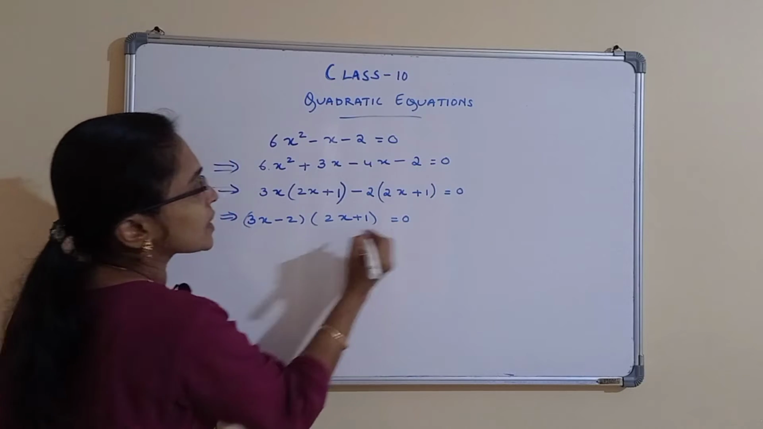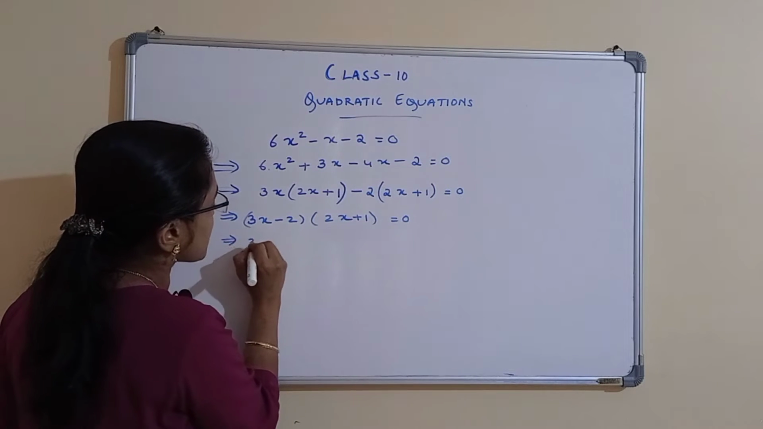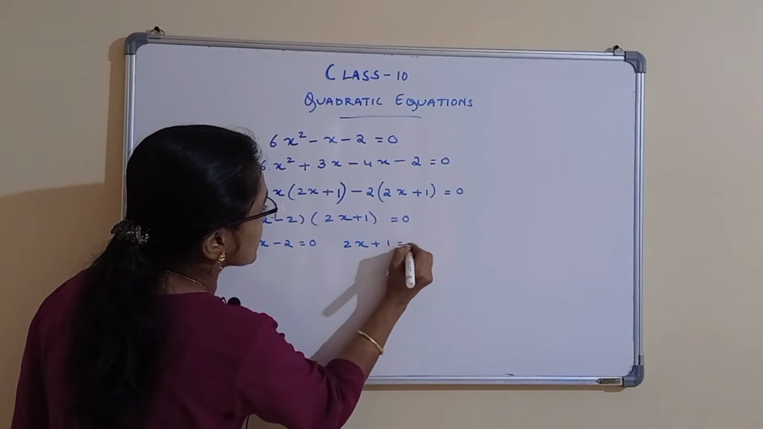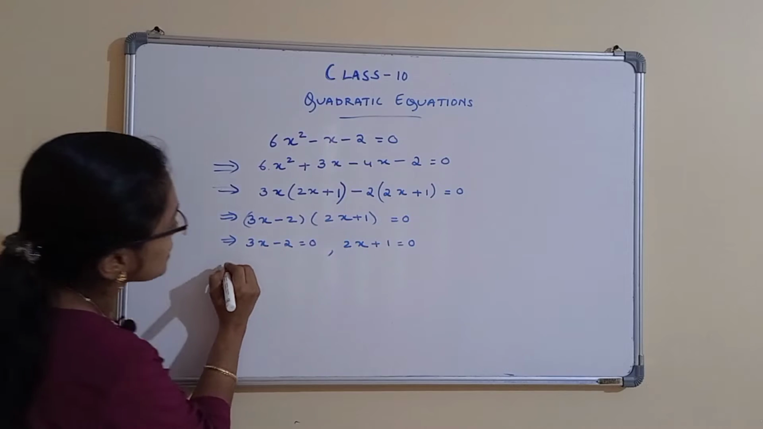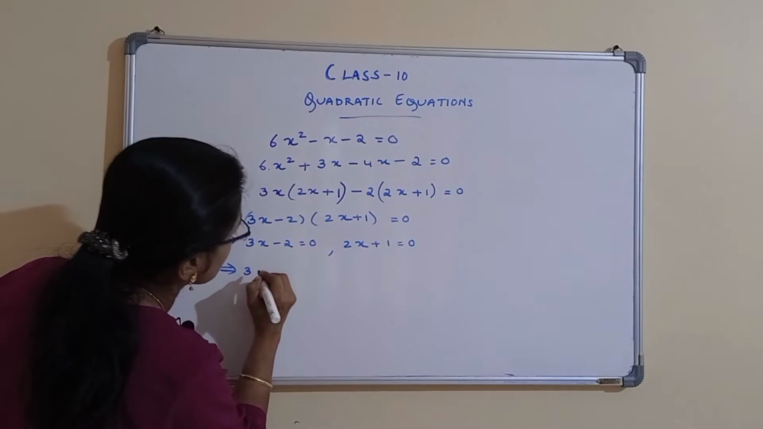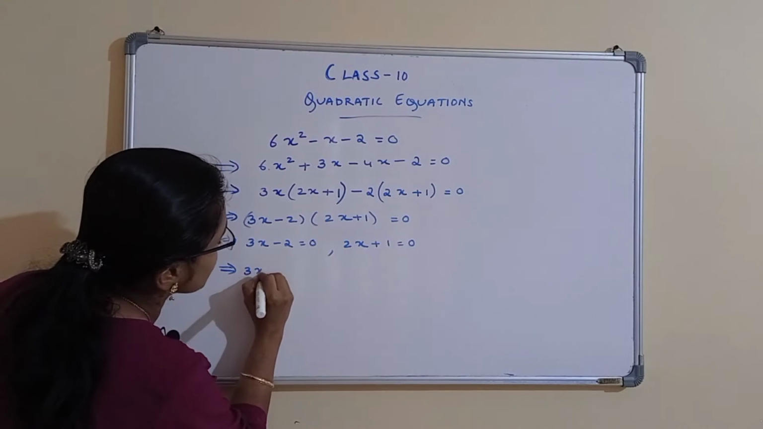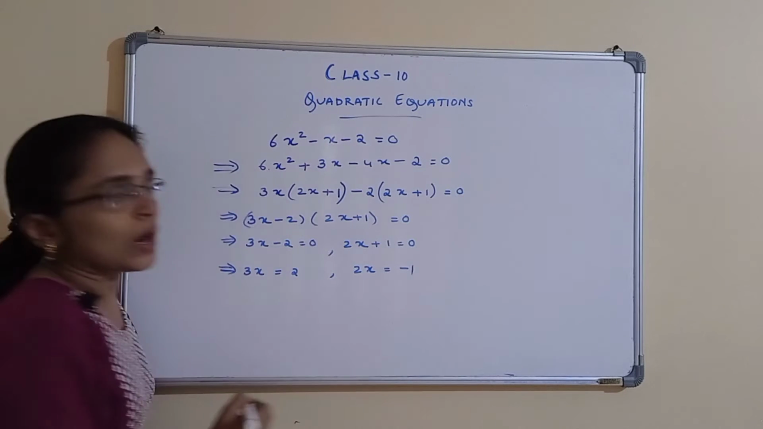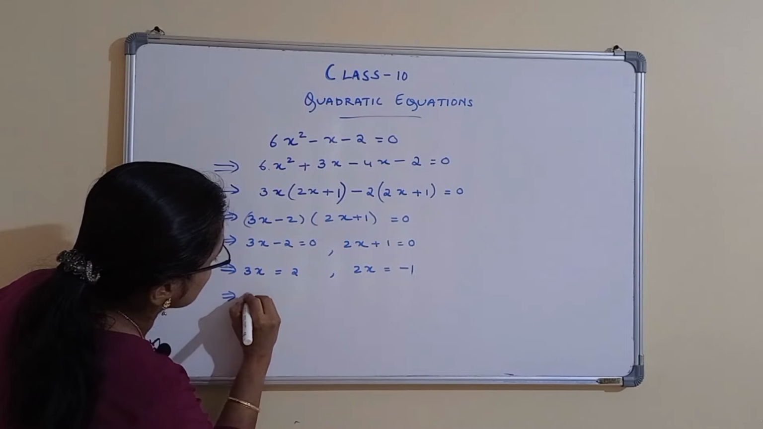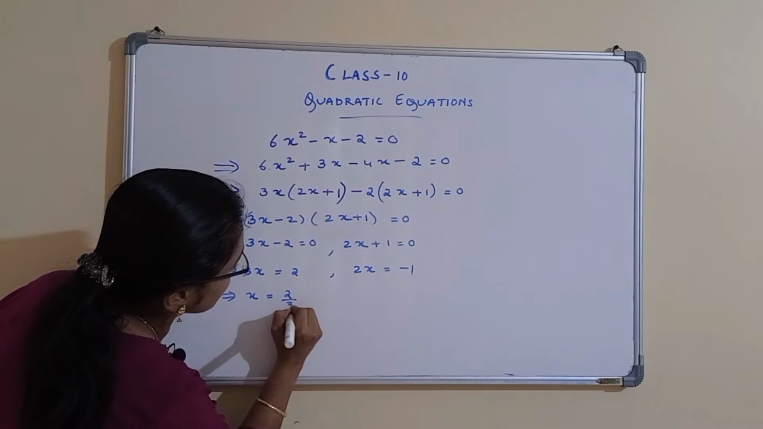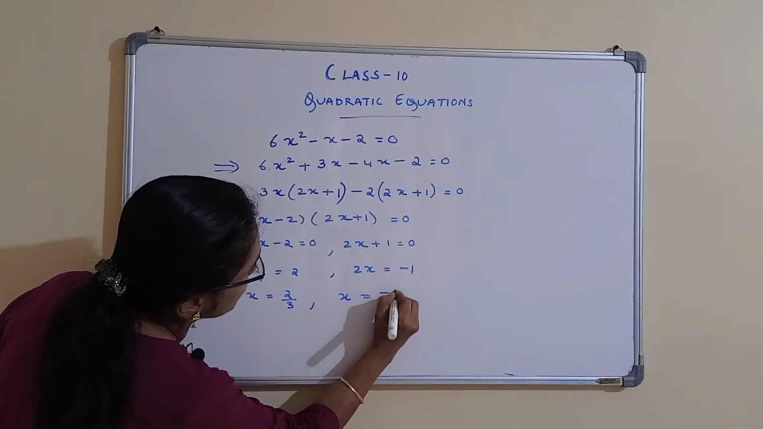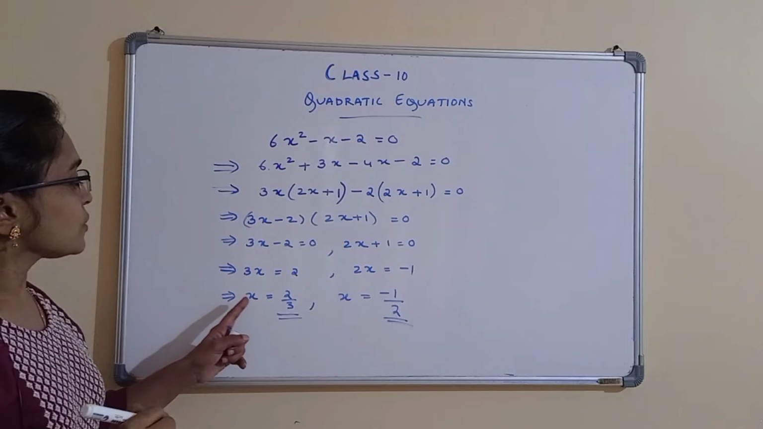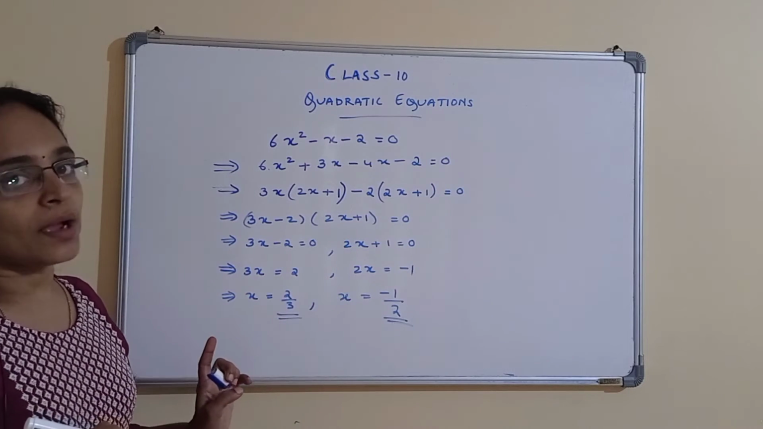And that means 3x minus 2 equal to 0 and 2x plus 1 is equal to 0. So 3x minus 2 equal to 0 means 3x is equal to 2, and 2x is equal to minus 1, which implies x is equal to 2 by 3 and x is equal to minus 1 by 2. So the roots of this equation are 2 by 3 and minus 1 by 2.